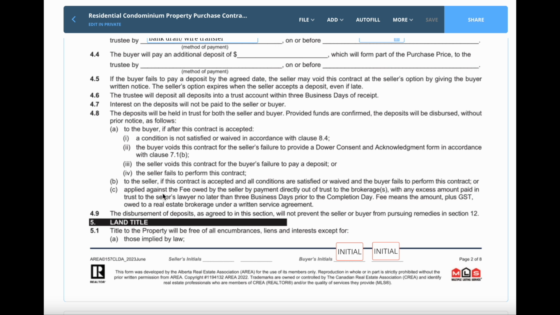And it is going to be applied towards the fee owed by the seller. And so the money that you put into the trust account will be dispersed between a few people. It will be the seller and it will be the real estate agents as well.